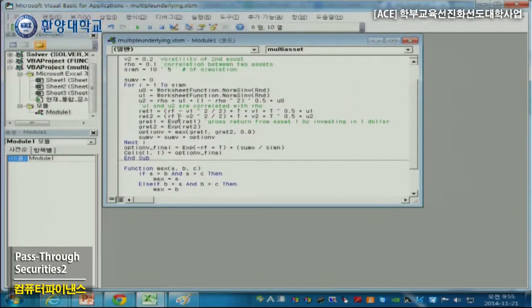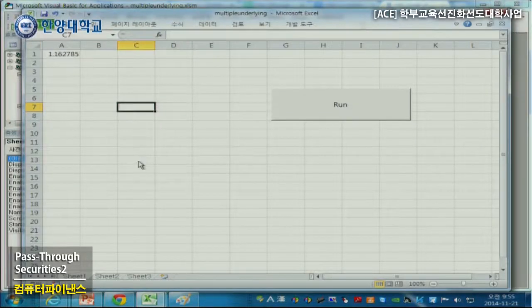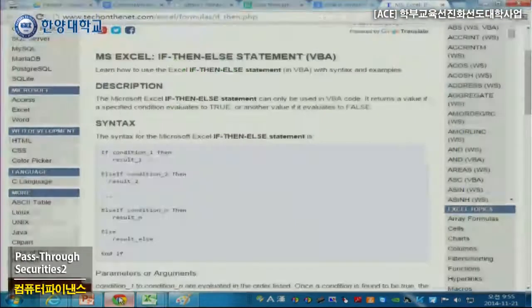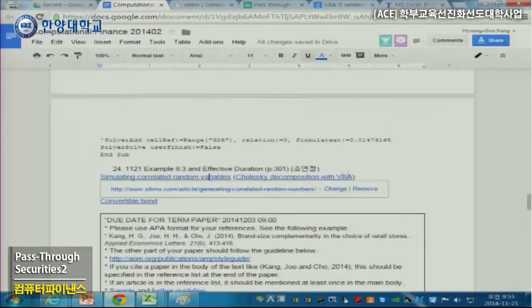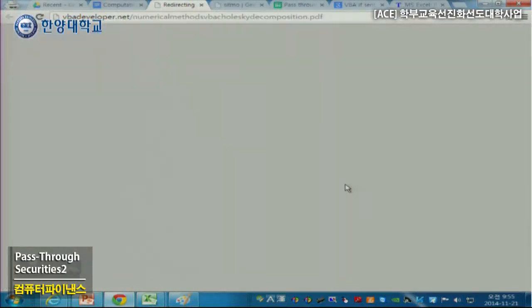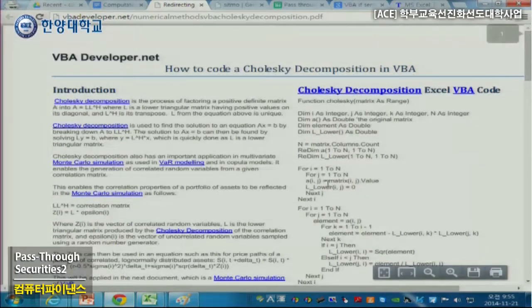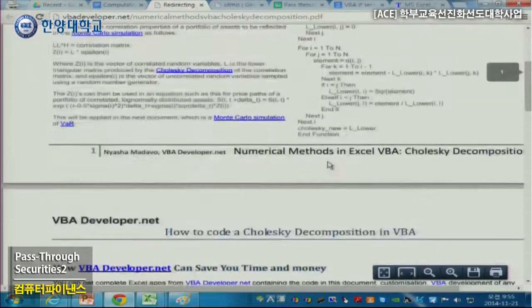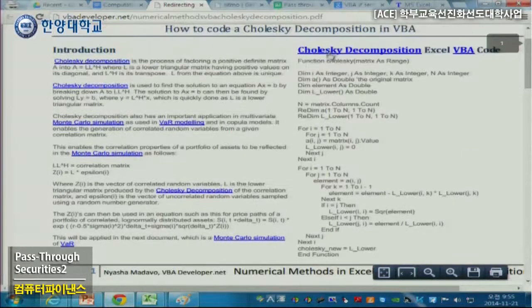And then if we have more than two assets, we have to use a Cholesky decomposition. There is a VBA code for calculating Cholesky decomposition, and this is not that difficult, right? Function Cholesky, with the matrix as a range. So for a given matrix, we can calculate the Cholesky decomposition. Interesting.